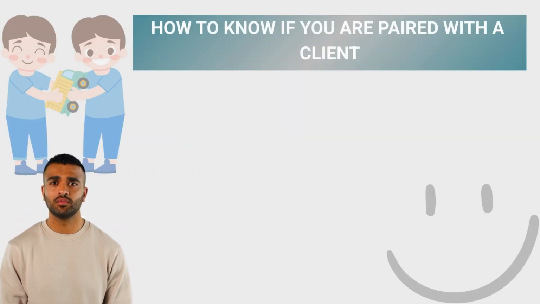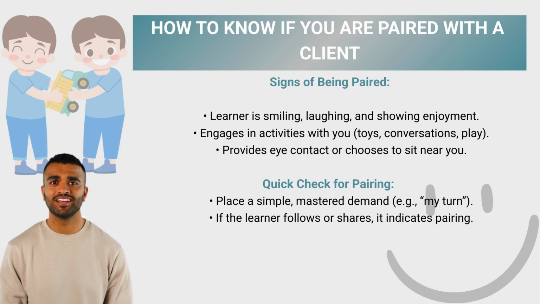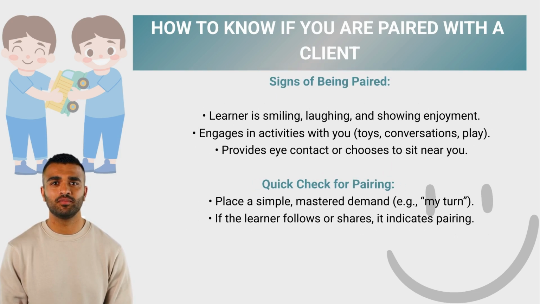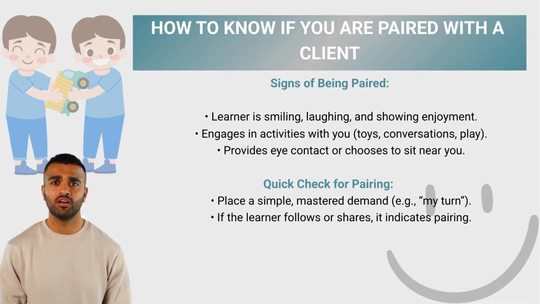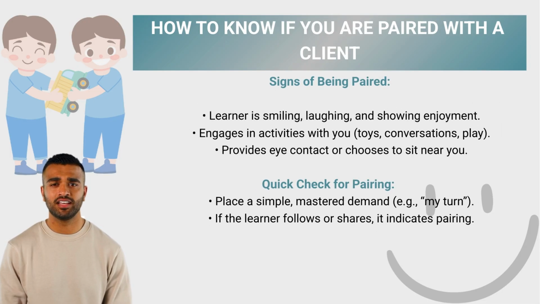How to know when you are paired with a client. There are several ways to tell if a learner is paired with you. If you are paired with a client, they are most likely smiling, laughing, interacting with you, and appear to be having fun. They will be engaging with you via playing toys with you, conversing with you, providing eye contact, and sitting next to you.